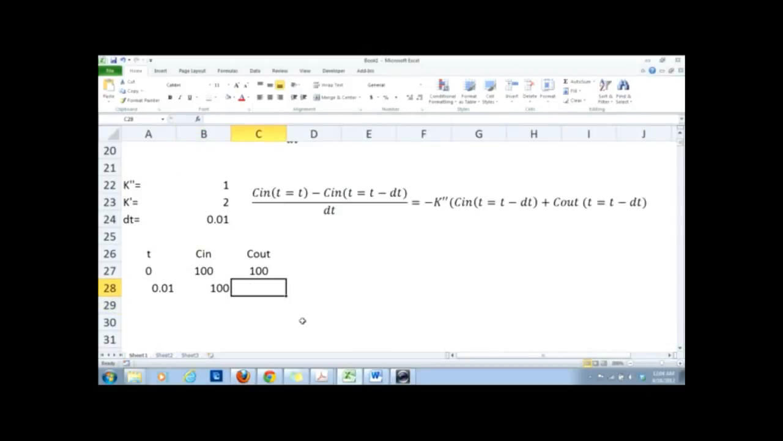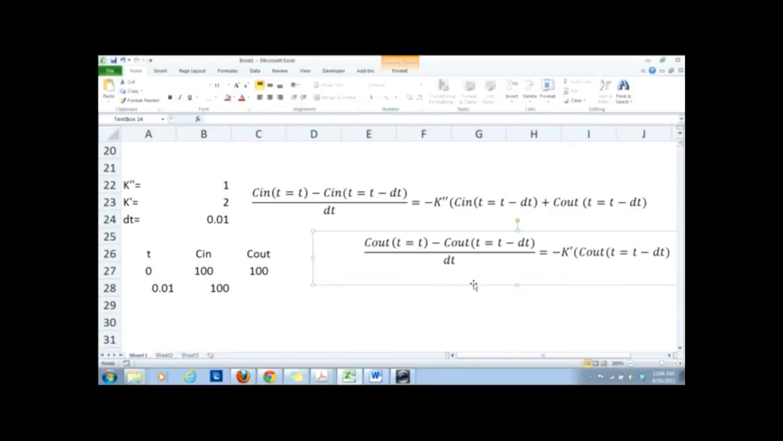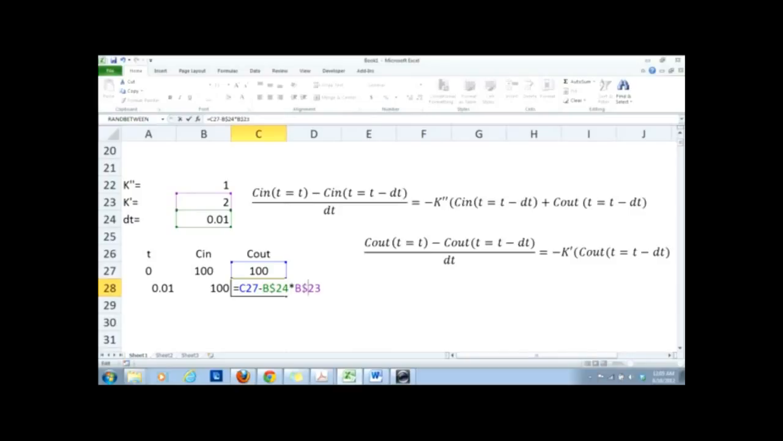And now for C out, let me grab the equations here, and I say C out is equal to C out at t minus dt, and then minus dt, which is constant, so I put a dollar sign here, and then into K dash, which is constant, so I put a dollar sign here, and then into C out. C out is not constant, so it will be C out here. I'll press enter. So now this is what I have.